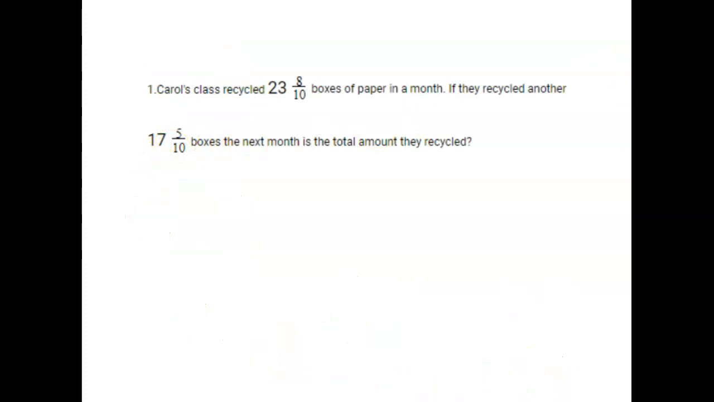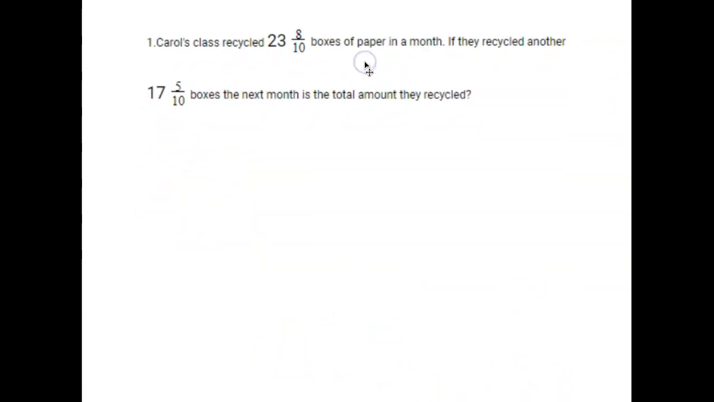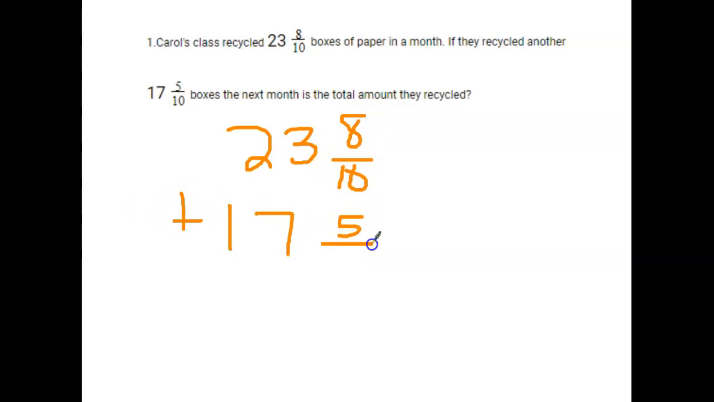So we're going to look at this one. Carol's class recycled 23 and 8/10 boxes of paper in a month. If they recycle another 17 and 5/10 boxes next month, what's the total amount they recycled? So what I have to do is add 23 and 8/10, that's the total, plus 17 and 5/10. So I'm going to add this up.